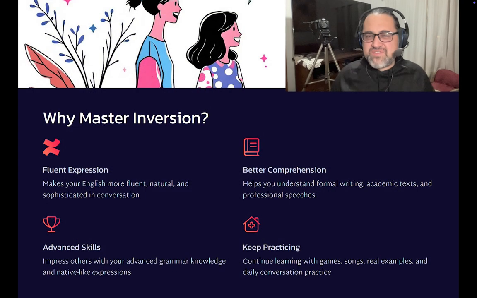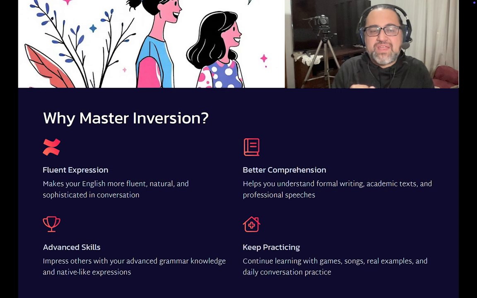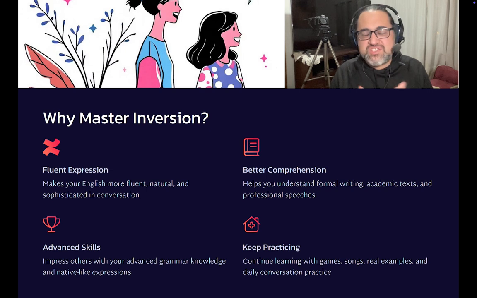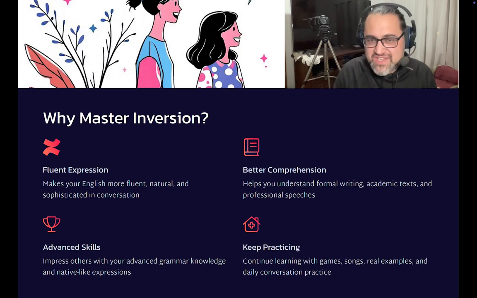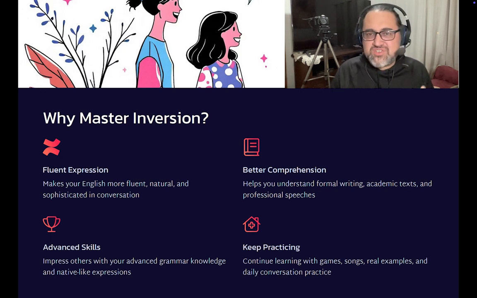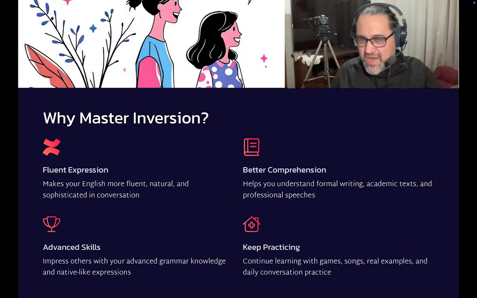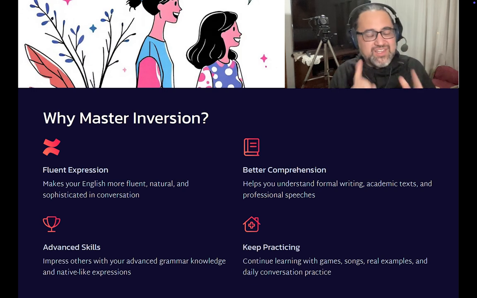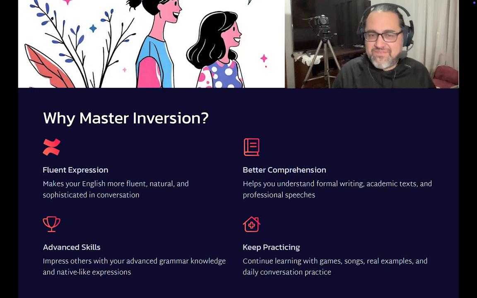So why use inversion? Well, it makes your English more fluent and natural. You show your advanced skills. Depending on the situation, for example, if you're taking a certification, you might want to use inversion in your writing and your speaking to try to signal the evaluator that your level of English is a C1 or even a C2. But you got to do it well, otherwise it backfires.